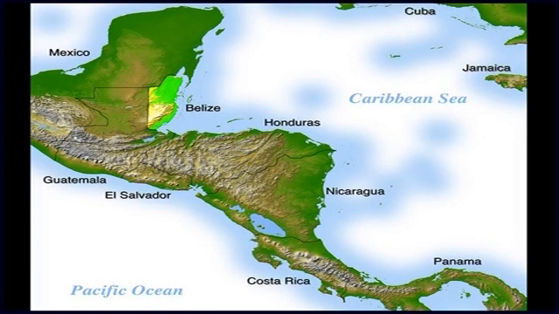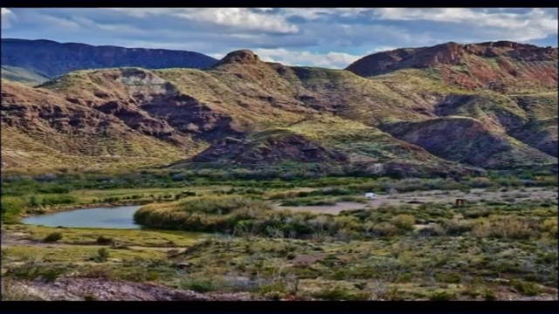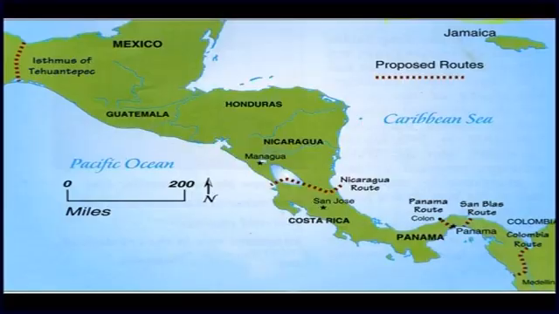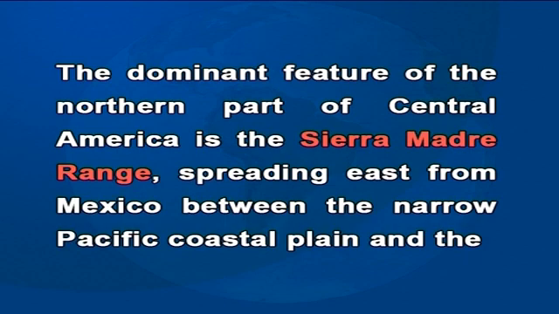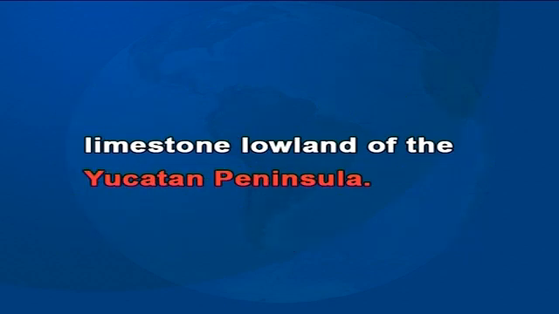The geography of Central America is unique due to its interesting combination of rugged mountains, heavy vegetation, and the influence of two major oceans. The dominant feature of the northern part of Central America is the Sierra Madre range spreading east from Mexico between the narrow Pacific coastal plain and the limestone lowland of the Yucatan Peninsula. Parallel hill ranges sweep across Honduras and extend south past the Caribbean Mosquito Coast to Lakes Managua and Nicaragua.